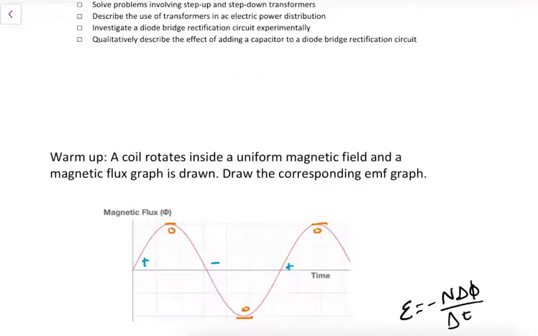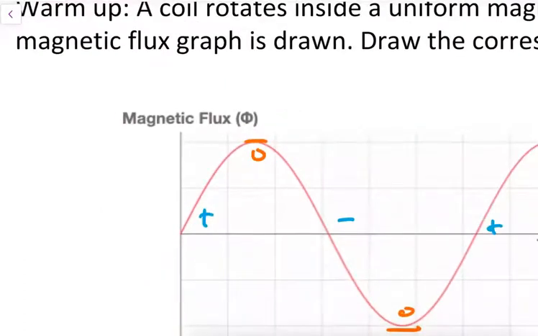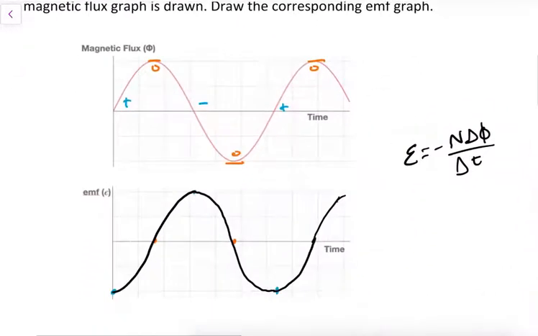So in my magnetic flux graph, I've identified where I have zero slopes, maximum positive slopes, and maximum negative slopes, and recognizing that the negative slope is proportional to the EMF, I know where my zeros are, so I know that's where it crosses the x-axis. When I see the positive slope first, it's going to be a maximum negative due to the negative in the equation. So I should end up with a graph that looks like this. It's a sine graph that turns into a negative cosine graph.